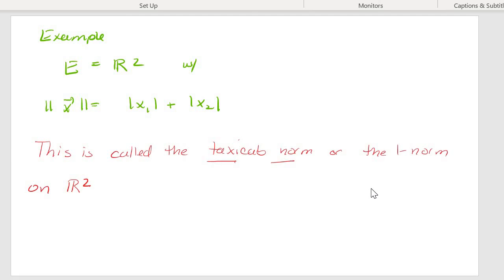This is called the taxi cab norm. I'm going to ask you why after you play with it a bit. It's also called the one norm. The distances go in a box, like on a grid. So taxi cabs must go on a grid. And the magnitude goes as the crow flies. So if you don't see that yet, we're going to see it on graph paper.